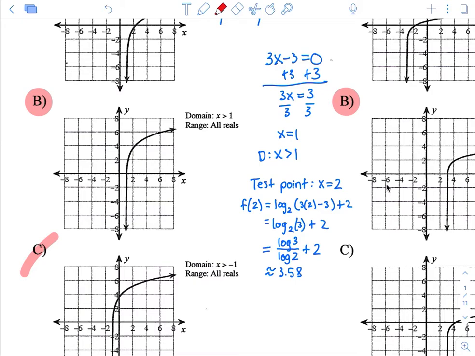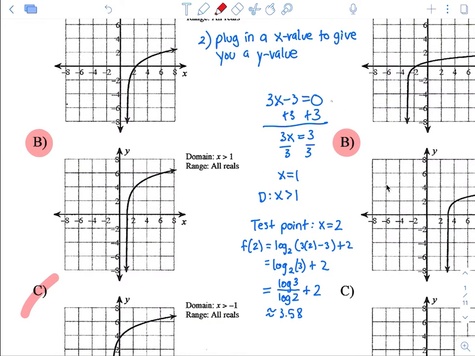So at 2, 3.58, which graph does that fit? Well, it's this one. Because look, 2, 3.58 looks to be right there. This one's at 2, not even like 2, negative 0.2 or something, which is not even good. So that's why B is your answer.